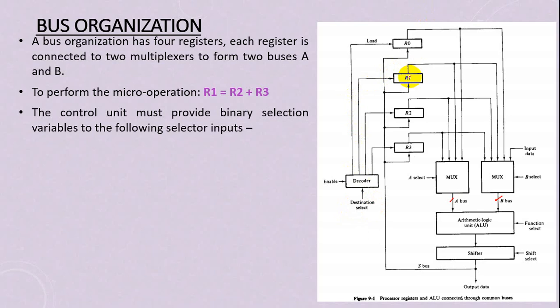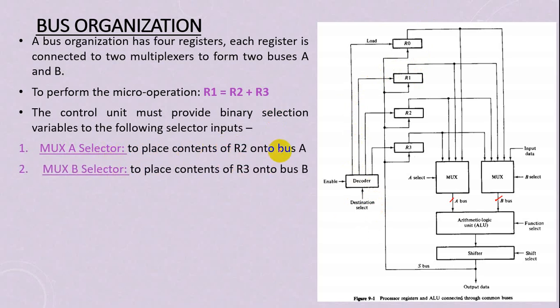So what happens? Let's see one by one. Multiplexer A selects to place the contents of R2 onto bus A. Then multiplexer B selects to place the contents of R3 onto bus B.